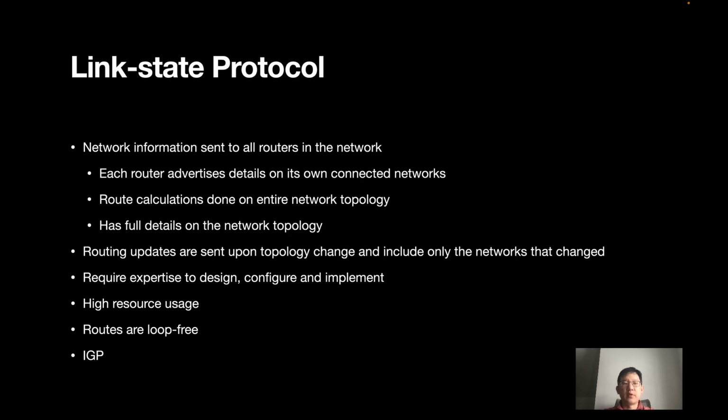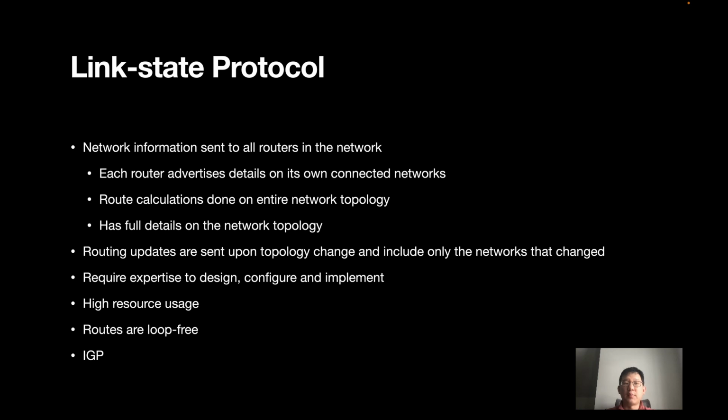In link state protocols, network information is sent to all routers on the network. Each router advertises details on its own connected networks. And route calculations are done on the entire network topology, which means each router has the details of the full network topology. Now, routing updates are sent only upon topology change, and they include only the networks that have changed, which is much more efficient than distance vector.